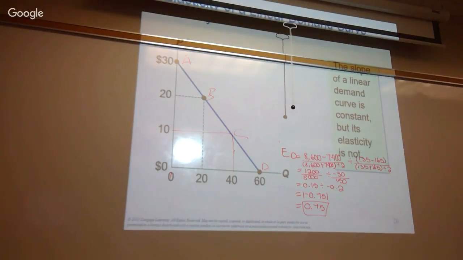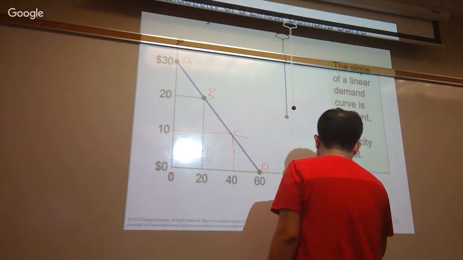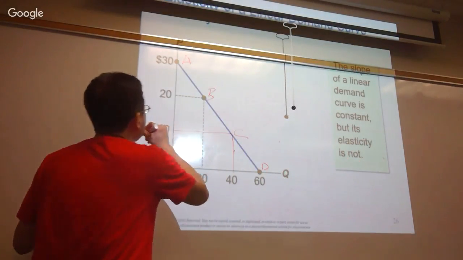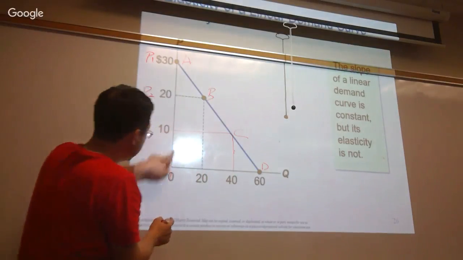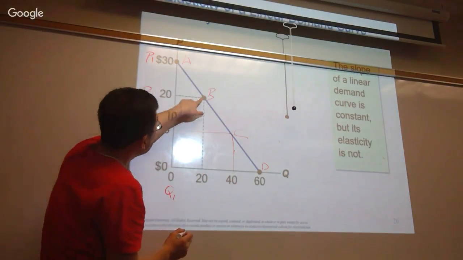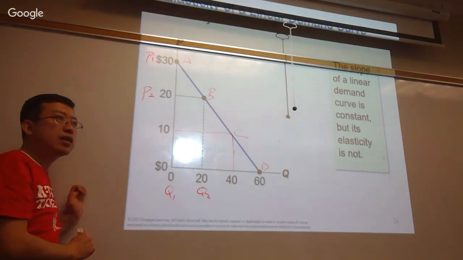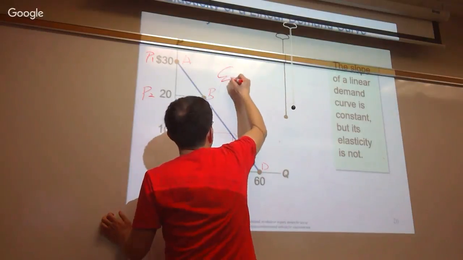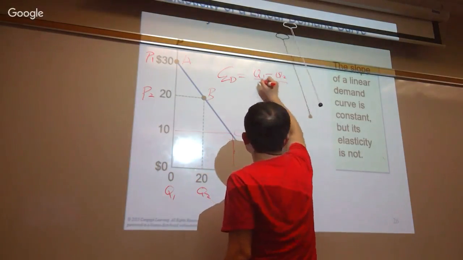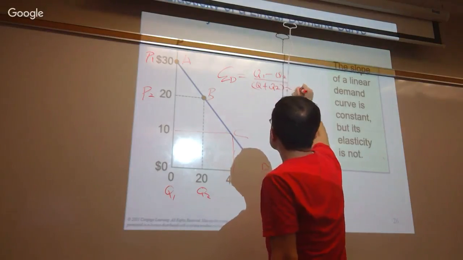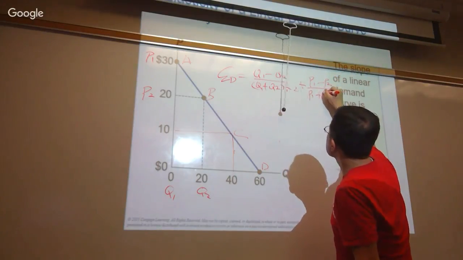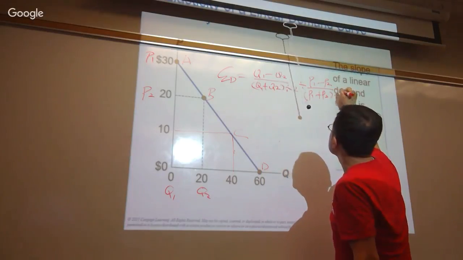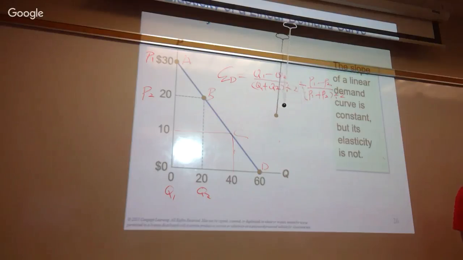Let's go together. Okay. So let's do between A and B. So between A and B, price 30 is P1, and 20 is P2. Quantity at point A is 0, so 0 is our Q1, and then at B, quantity is 20, so this would be our Q2. Okay. So let's remember the formula for elasticity. It's your Q1 minus Q2 over Q1 plus Q2 divided by 2, and then divided by P1 minus P2 over P1 plus P2 divided by 2, right? So we're going to find the numbers.